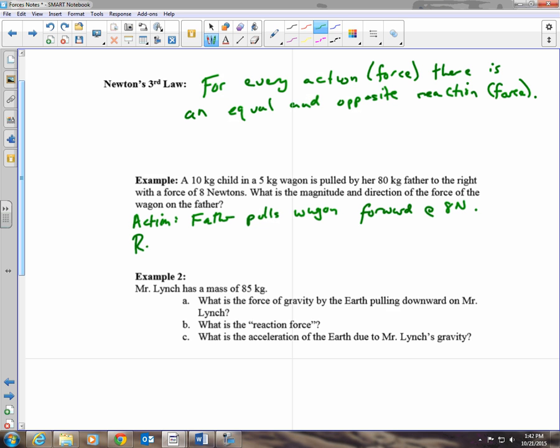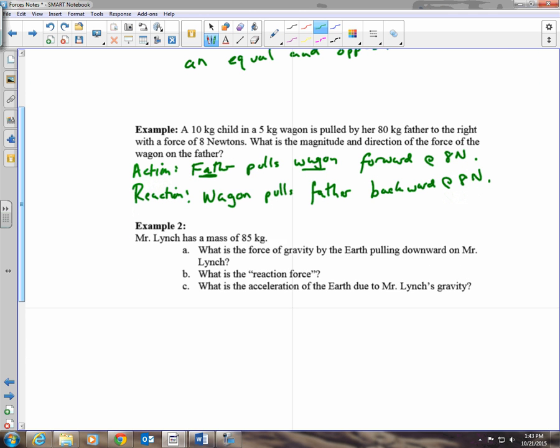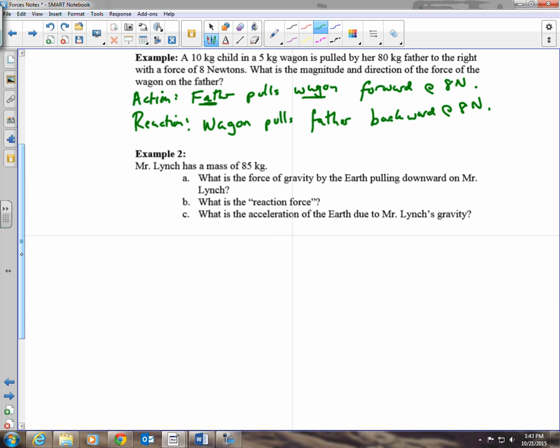The reaction force, you just switch the subject with the object. So instead of the father pulling the wagon, we're going to say the wagon pulls the father backward at 8 newtons. So as the father pulls forward on the handle, he can actually feel the handle pulling back on him the same amount.